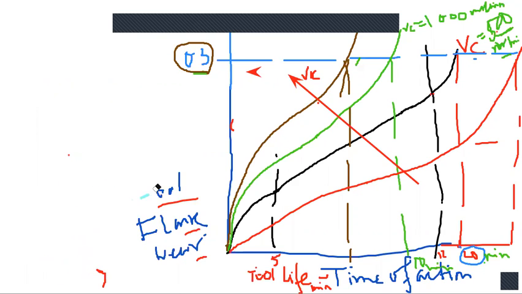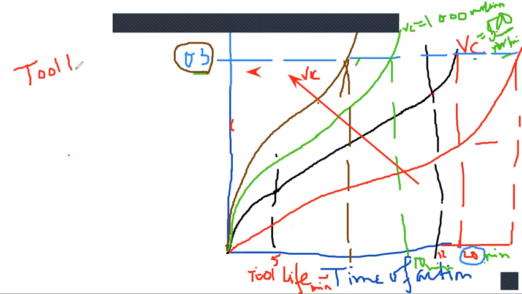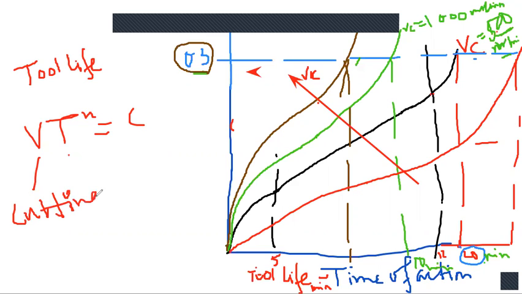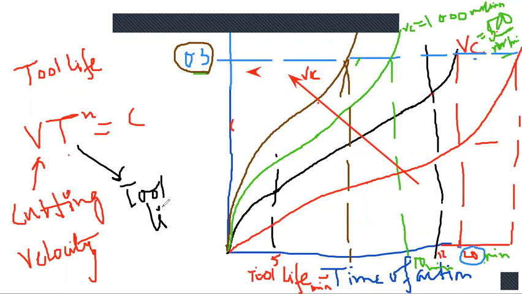Now, scientist Taylor proposed one formula which is based on tool life. That is VT to the power n equals constant. V is cutting velocity, and T is tool life or time of action.